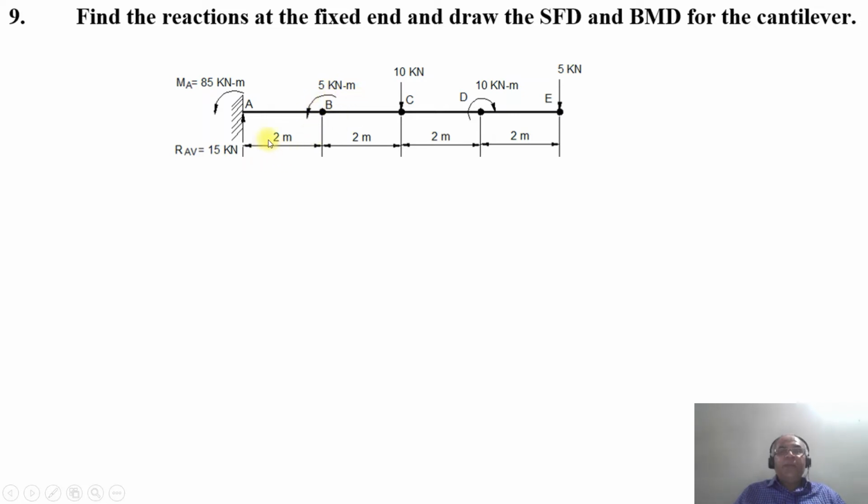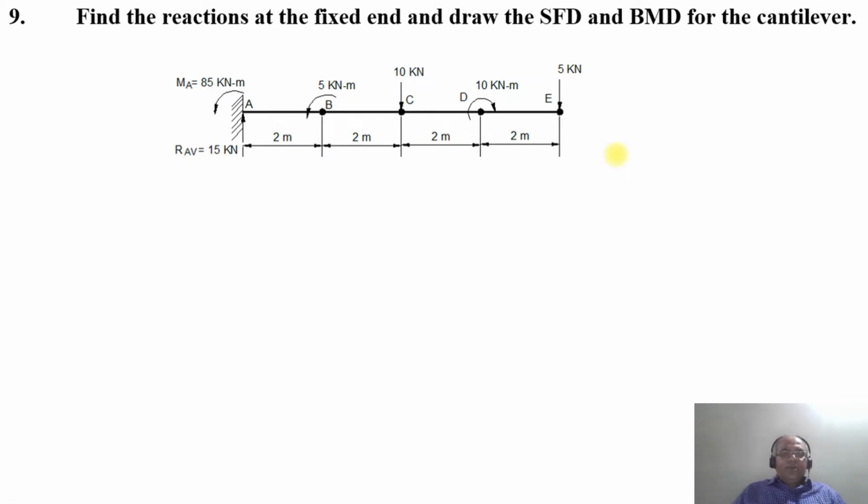2 meters from A, and then a point load of 10 kilonewton acting at the point C at 4 meters from A, and a clockwise couple at D of 10 kilonewton meter, which is at a distance of 6 meters from A, and at point E, the point load of 5 kilonewton is acting at a distance of 8 meters from A.